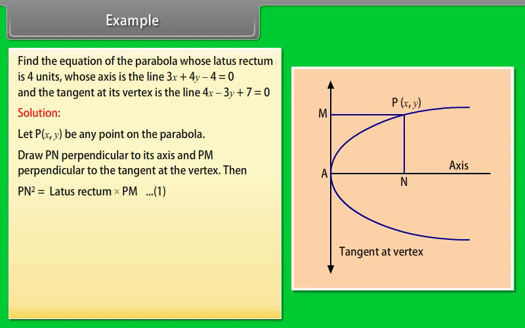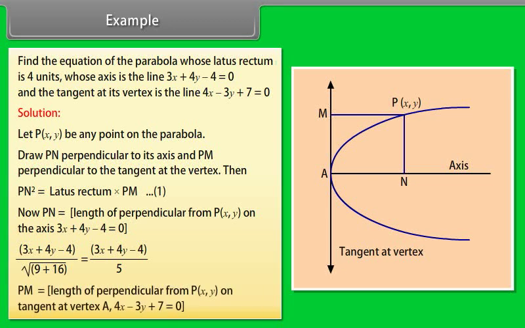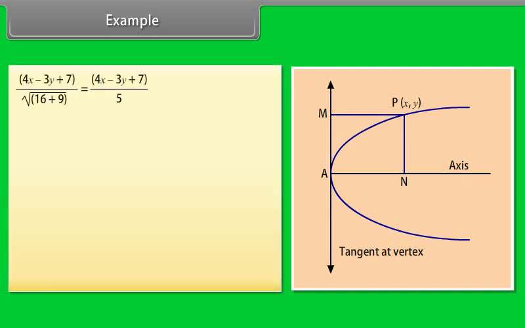That is equation 1. Now, PN is equal to the length of the perpendicular from P(x, y) on the axis 3x plus 4y minus 4 is equal to 0, which is 3x plus 4y minus 4 upon under root 9 plus 16, equal to 3x plus 4y minus 4 upon 5. PM is equal to the length of the perpendicular from P(x, y) on the tangent at vertex A, 4x minus 3y plus 7 is equal to 0, which is 4x minus 3y plus 7 upon under root 16 plus 9, equal to 4x minus 3y plus 7 upon 5. Latus rectum is equal to 4.